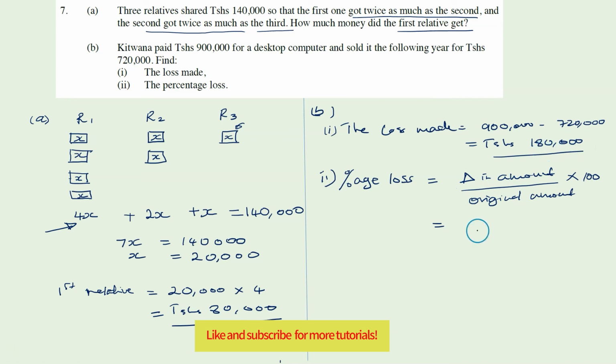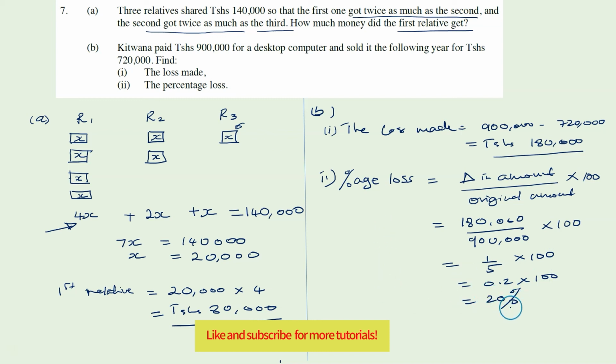So 180,000 divided by 900,000 times 100. Well, if you work this out, you get 1/5 times 100. 1/5 is 0.2. So this is going to give you 20%. So the percentage loss then is equal to 20%.